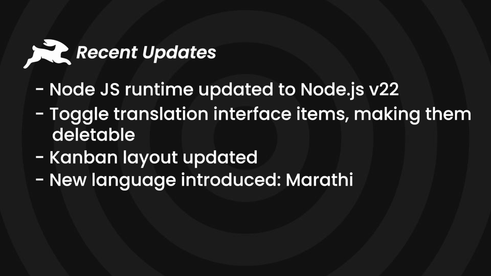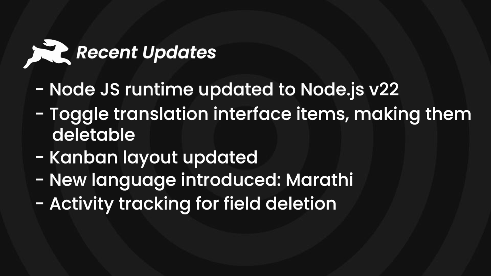We've also added activity tracking for field deletion, which is really useful for both accountability and visibility into what has changed in your project. You can continue to find the activity log at the bottom of your sidebar on the right-hand side of the Data Studio.